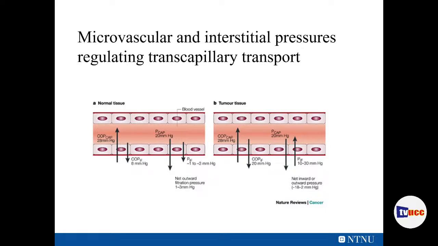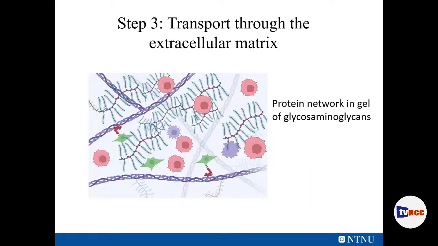So then perhaps the most difficult step is to penetrate through the extracellular matrix. I said this extracellular matrix is the space between the cells, and that consists of a protein network. Here we see a protein network like collagen, and that is embedded in a gel of sugar. And that sugar is also called glycosaminoglycans. So you can imagine then you have a gel of sugar and protein network through which now the nanoparticle has to penetrate to reach each cell.